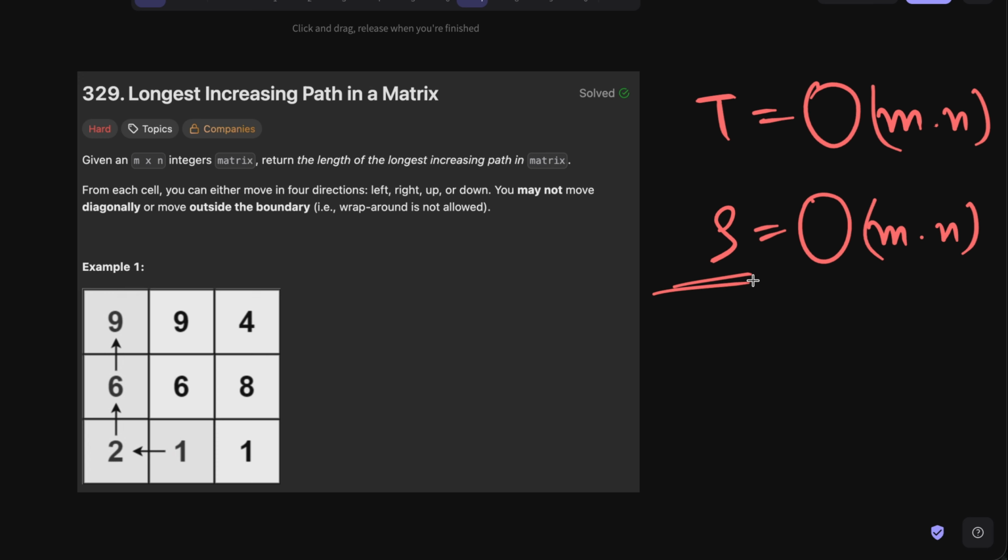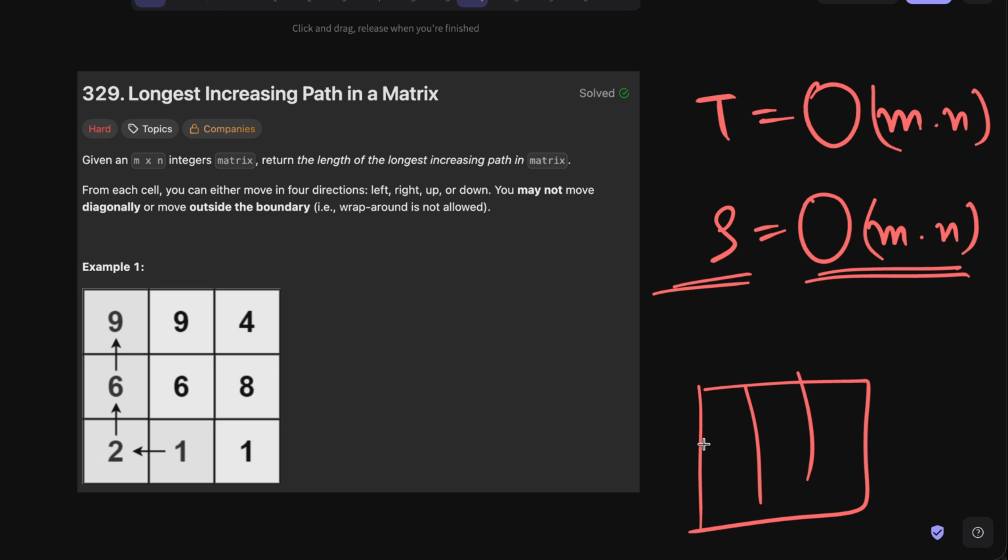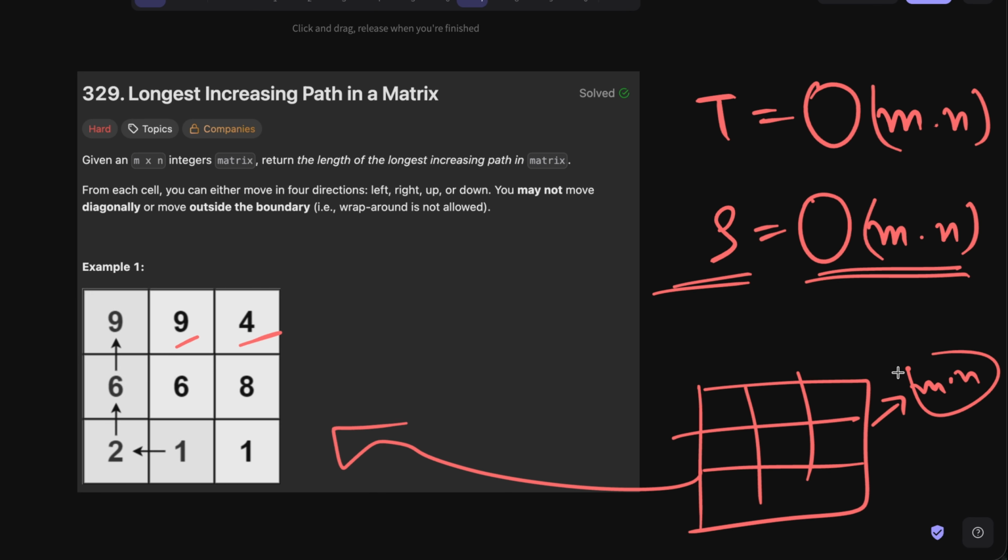The space complexity is order of m multiplied by n, because we are creating another matrix or hash map that will have the same size as the given array, since we have to store values for each of the cells in the given array. So this will contain m multiplied by n elements, hence the space complexity is m multiplied by n. But the main thing is time complexity, and right now it is m multiplied by n. Earlier it was the square of m multiplied by n, but right now it is simply m multiplied by n.